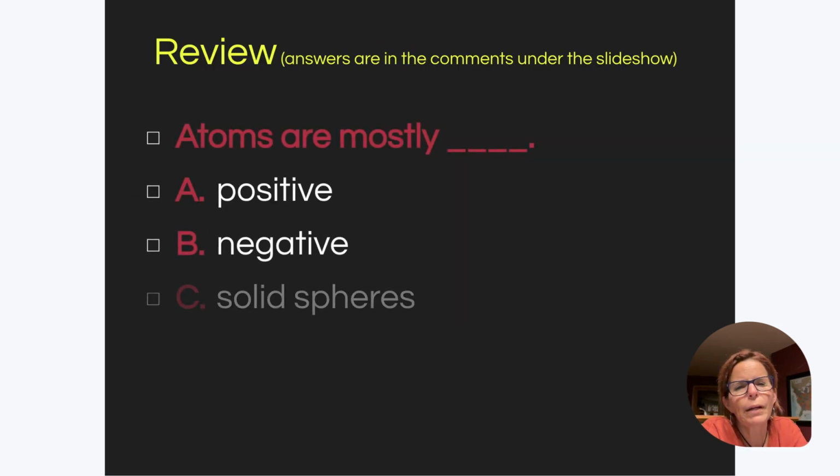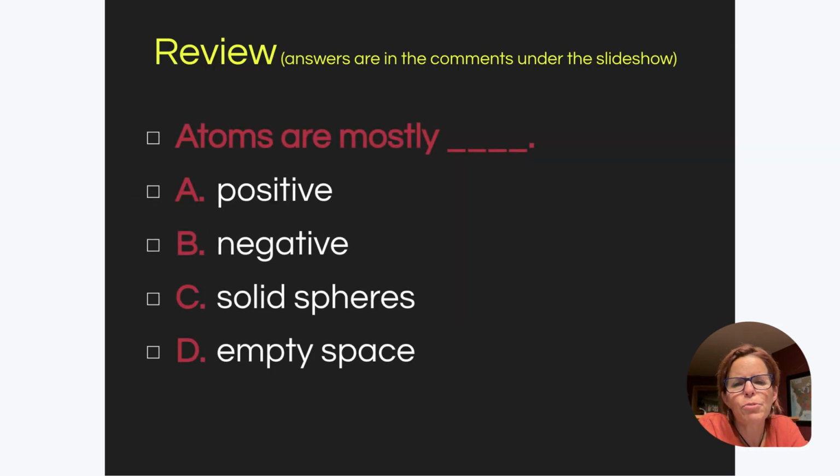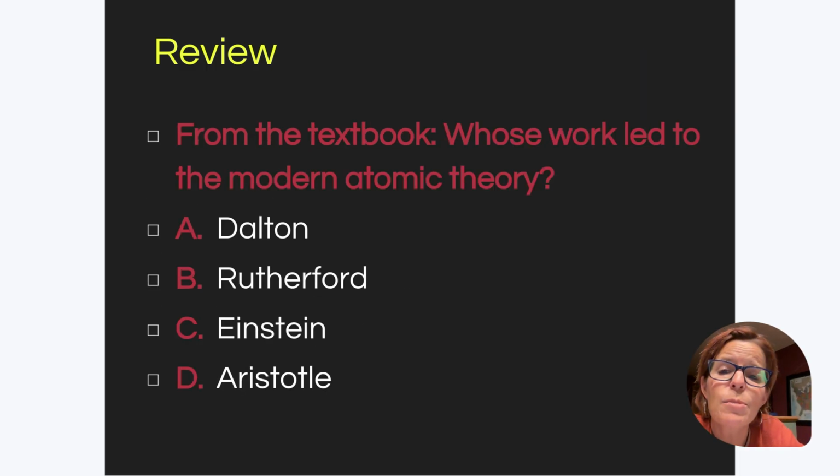Okay, so let's just practice this quickly. A review question: atoms, are they mostly positive or negative? Nope, they should be neutral if they're atoms. We're going to call them ions if they have a charge. Are they solid spheres or are they empty space? Remember, the nucleus is like a golf ball and the electrons are way far away, like the size of a football stadium. So the right answer is D, mostly space.